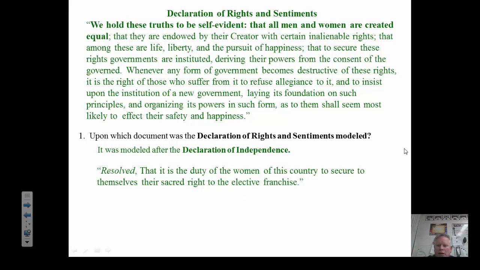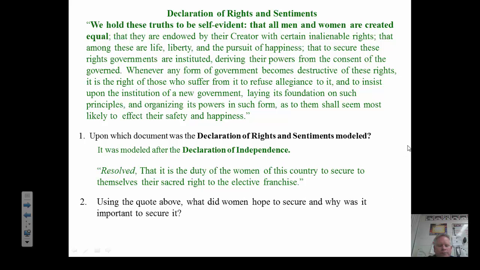Well, the question on this one is a little bit difficult because it says, using the quote above, what did women hope to secure? That part's easy, the right to vote. And why was it important to secure it? Well, I don't know if we can get from this quote why it was important to secure the right to vote. It talks about their duty or their job to get it. It talks about it being a sacred right, but it doesn't really say why it's important.